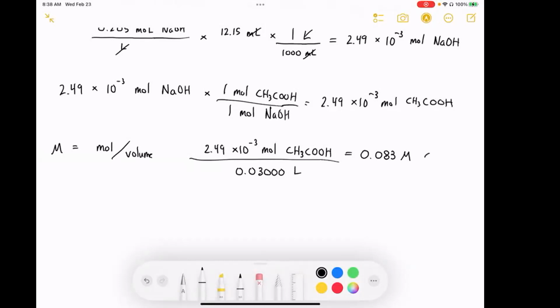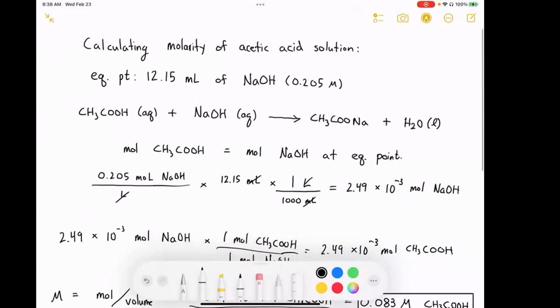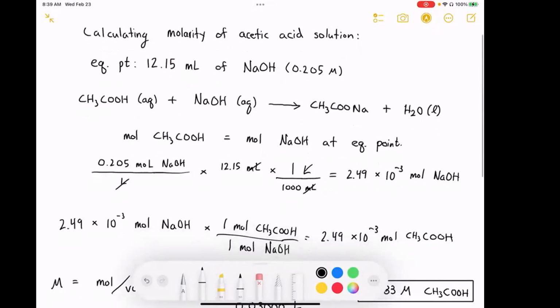Okay, so that's CH3COOH. Now we have determined our concentration of acetic acid. Now I'm going to go to the next part of the calculations. After you generate your curves, your graphs, you're going to go through these calculations. It should be pretty simple to do these calculations after you did the graphs. Okay, so that's part A. This is calculating molarity of acetic acid solution. So let's label that part A.